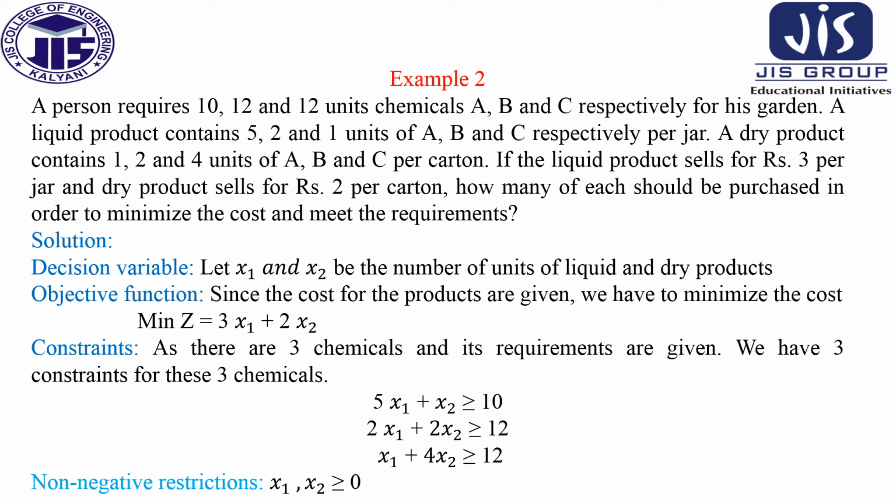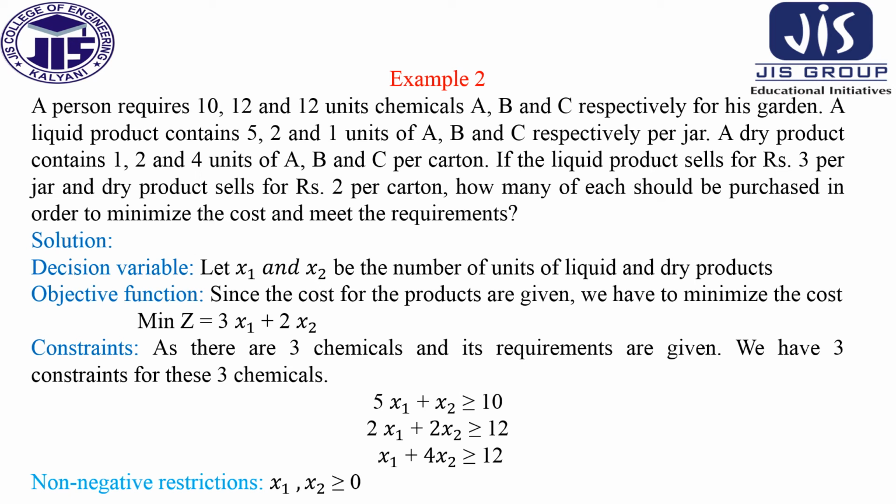Now what will be the objective function? This is also one problem related with cost. So always our aim is to minimize the cost. And if we see any decision variable with any objective function related with profit, we have to write max objective function. So this is one problem where the cost is there, so obviously this will be the min z.